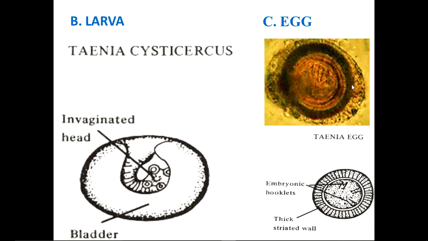In such cases, this embryophore becomes thick and it has radial striations. As you can see over here, these are the radial striations. This is the embryophore part. They are radially striated for protection. The embryophore is thick, and this protection is for the contained embryo. There is the oncosphere; the six-hooked hexagon sphere is called the oncosphere. There are three pairs of hooklets, or 1, 2, 3, 4, 5, 6 hooklets. The oncosphere is defined as a six-hooked hexagon embryo inside the egg.